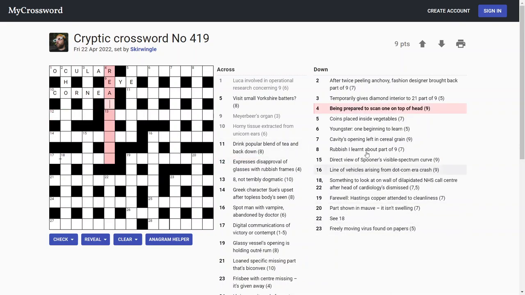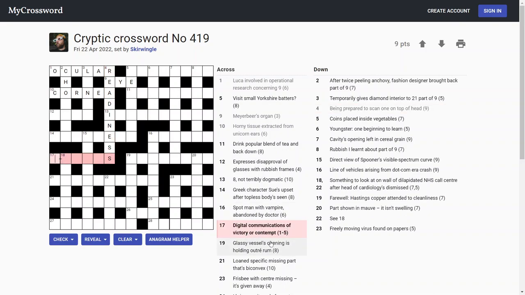What was this? Being prepared to scan 1 on top of head. Ready? Scan is read. 1 is eye. Oh, head. A ness is like a headland and on the coast. So readiness, being prepared. Scan is read. 1 is eye, Roman numerals, and a ness is that headland.